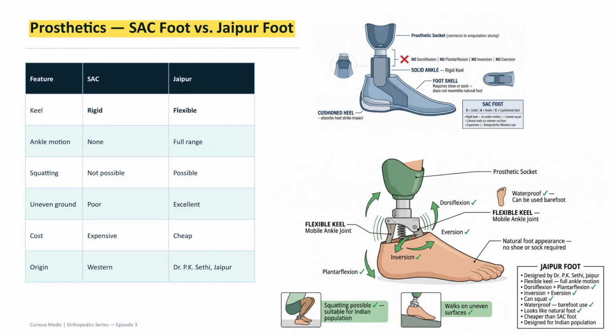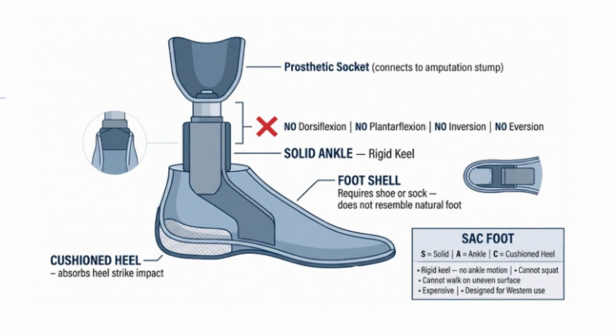A prosthetic limb has three main components: the socket, which is the most important part because it interfaces directly with the stump, the connecting rod, and the terminal device, which is the foot. Two terminal devices are high yield for your exam: the SAC foot and the JIPER foot. SAC stands for solid ankle cushion heel.